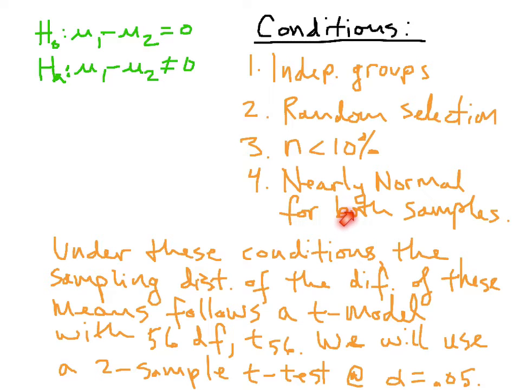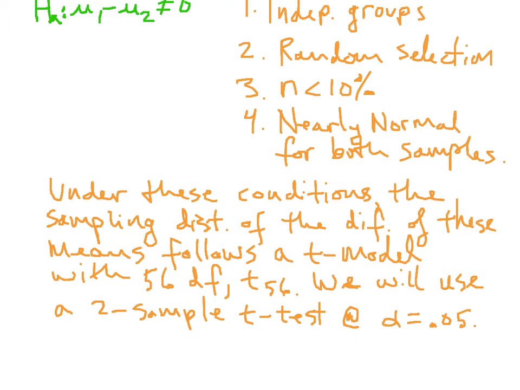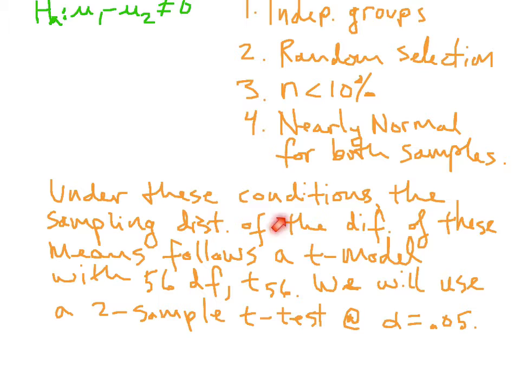So someone had already taken the sample and looked at the histogram or probability plot, and so we want to check both groups for normality from the samples, so we can infer that indeed they come from a normal population, and we can proceed with our T-model inference test. So here's our little statement. Under these conditions, the sampling distribution of the difference of these means follows a T-model with 56 degrees of freedom, T56. We will use a two-sample t-test at alpha level 0.05.